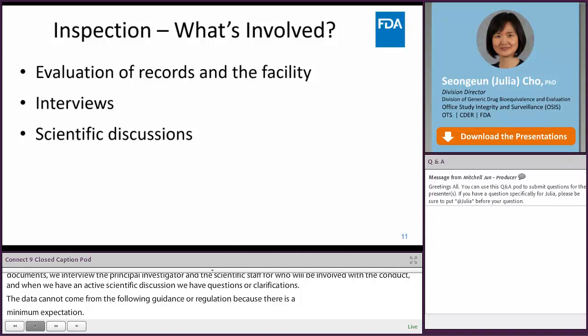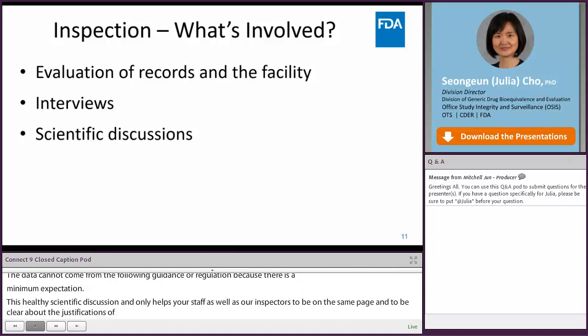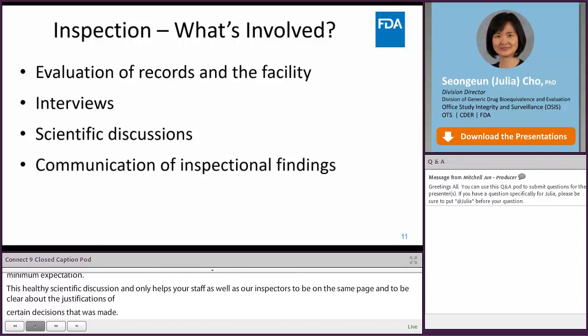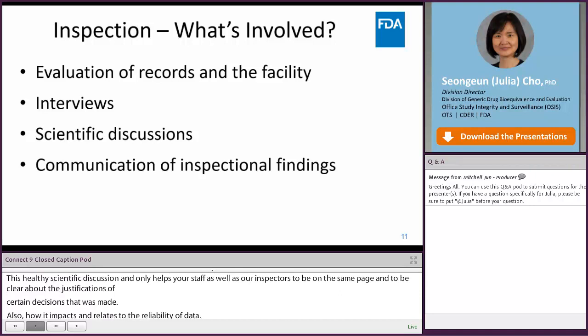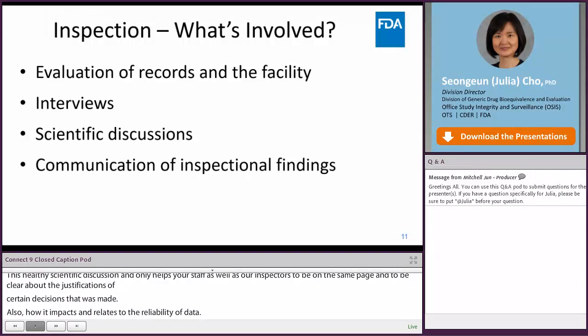and how that impacts and relates to the reliability of data. And if we find any concerns on the study, we will communicate the inspectional findings as they arise so that you are clear about our concerns and there are no surprises at the end of the inspection. And it also gives you an opportunity to provide any information to address our concerns.